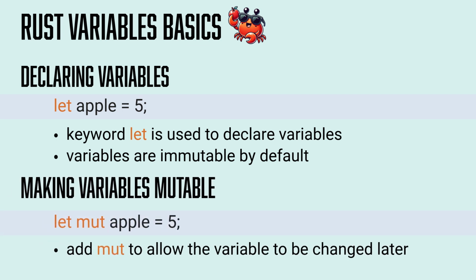If we need to change the value of a variable later, we can simply add the mut keyword to tell Rust that we intend to modify it. We'll cover variables in more detail later in the course. This is just the minimal information you need to keep moving forward. Let's put our knowledge to the test and apply what we've learned.